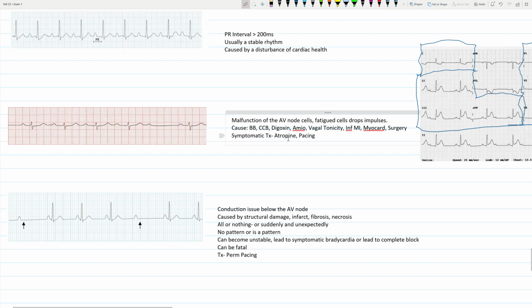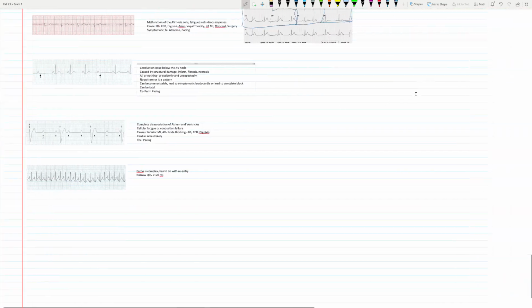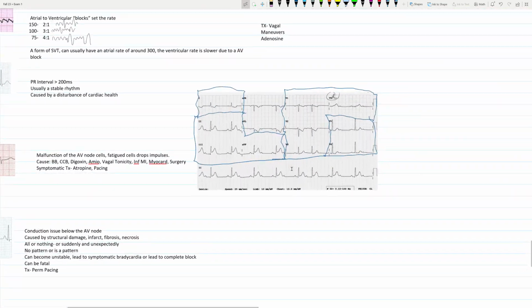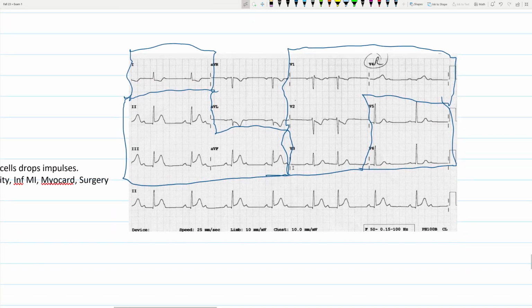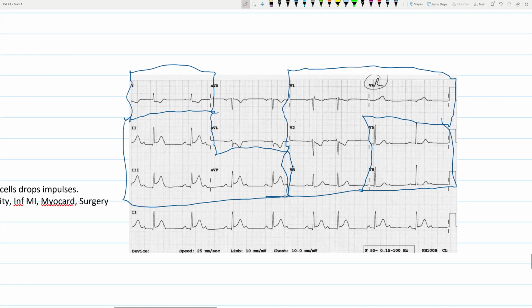If you're symptomatic, we can administer atropine or we could start pacing, so we make sure we don't drop any of those beats. So I wanted to show you this over here. If you've already identified what's going on here, well done, you've studied cardiology. If you haven't, that's okay. It takes time and repetition.